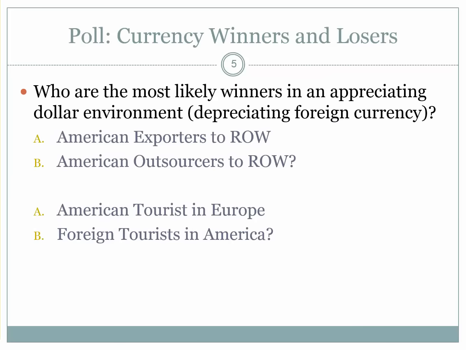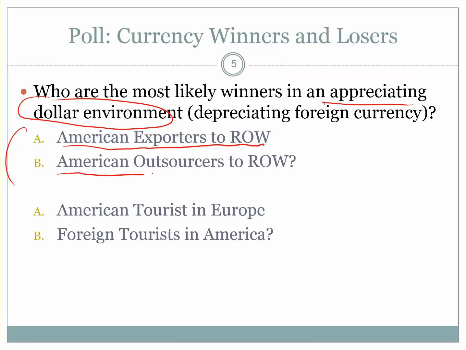So let's think about who are winners and losers of this most recent strong dollar environment. So we've had an appreciating dollar environment recently. So think about who's going to benefit mostly from that. First, we'll look at, well, what about American companies that export and sell to the rest of the world? Or American outsourcers to the rest of the world. So when I say American outsourcers to the rest of the world, these might be companies that produce goods in China or India or Mexico or Canada, and then sell them in the US and the rest of the world.